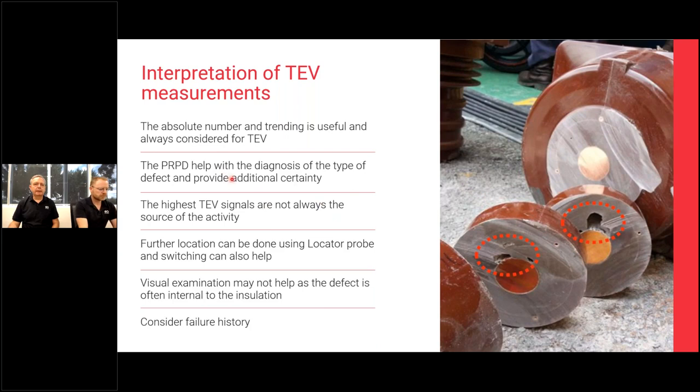So with TEV, the PRPD absolutely helps. Brad's already shown that the higher signals are not always the source of the activity, and that's where you get a cumulative interference where the signals bounce around together across discontinuities, and you can start getting localized highs which are not actually the source of the discharge itself. So further location can be done using different things such as the locator, switching, obviously sectionalizing, things like that.